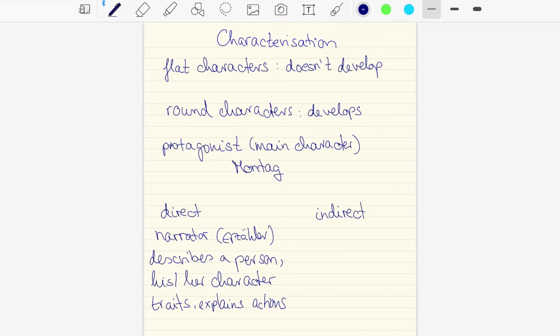And in this case, of course, we have a third person narrator. We will talk a bit more in detail about the narrator later on. It's not a first person narrator, it's a third person narrator, because it's he, Montag. It's not I who's telling the story. And this narrator describes the persons in his story and describes the character traits, explains their actions. And this is what we call direct characterization.